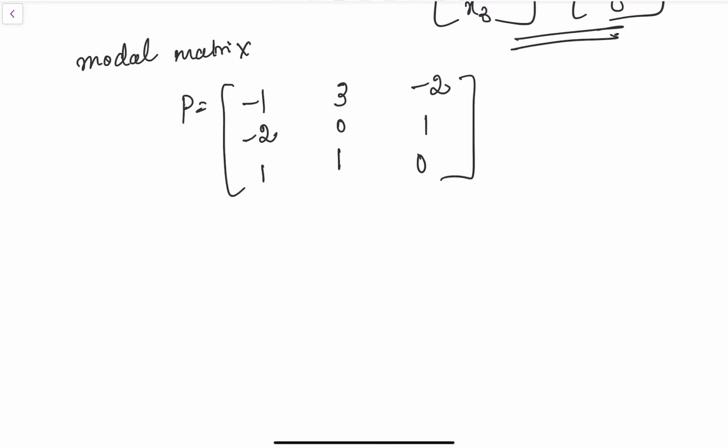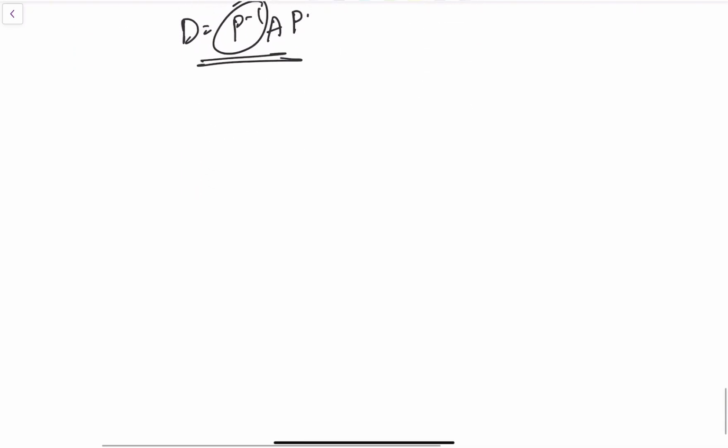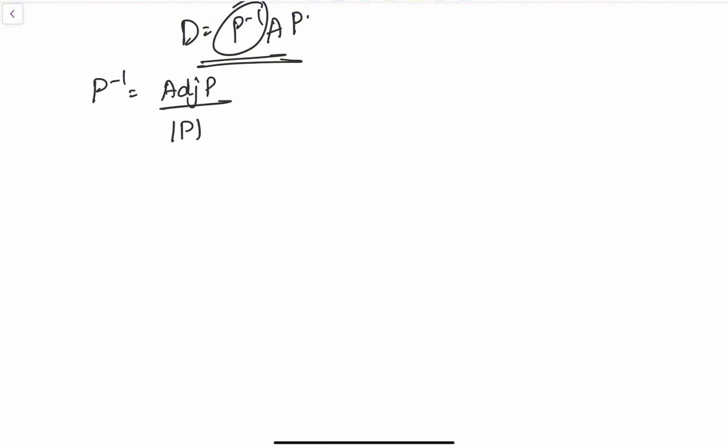Once you got the modal matrix, what is the formula? The formula is D is equal to P inverse A P. Okay, A we have, P we have. So the first thing we have to find is P inverse. We have already seen how to find P inverse for a 2 cross 2 matrix. Let's see how to solve P inverse for a 3 cross 3 matrix. What is the formula? It is adjoint of P divided by the determinant of P.